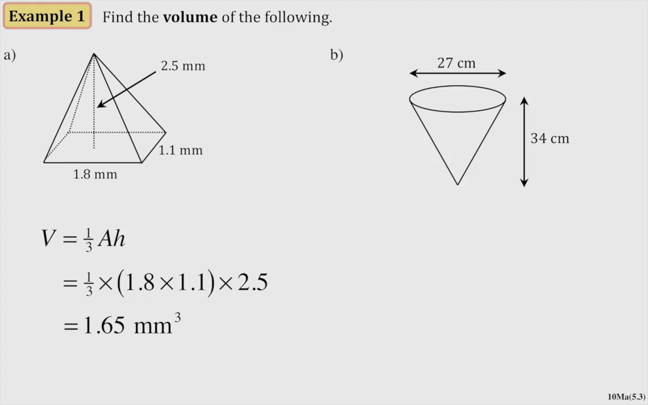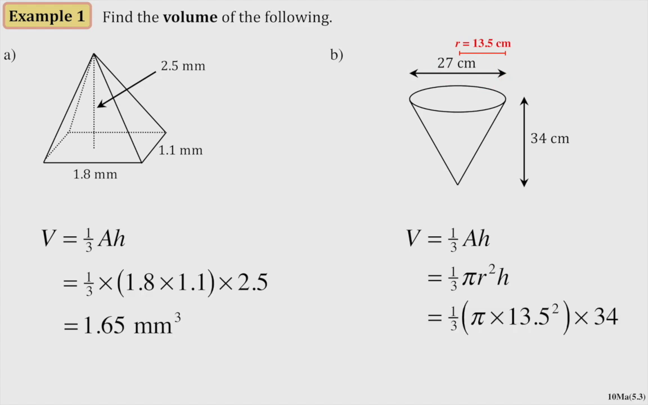Part B, find the volume of this cone. Well, the formula for the volume of a cone is 1/3 pi r squared h. For this question, we know that the diameter is 27, so the radius is half of that, which is 13.5. We put a radius of 13.5 and a height of 34 into the calculator, and there's our answer, 6,488.96 cubic centimeters.